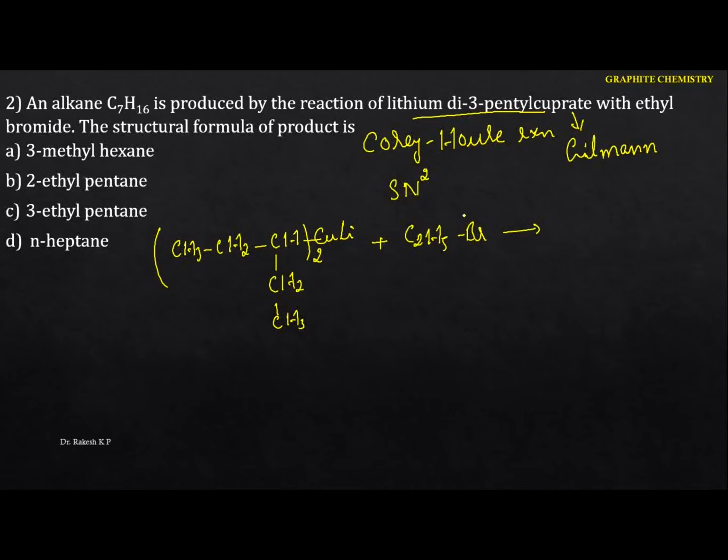Now see this one. The metal always carries the positive charge, and the entire alkyl group carries the negative charge. So now it undergoes nucleophilic substitution, and finally what we are going to get is this. In the third position we can identify the ethyl, that is C2H5, and here the rest remains the same.